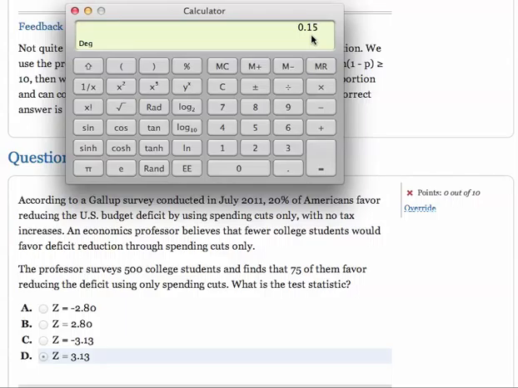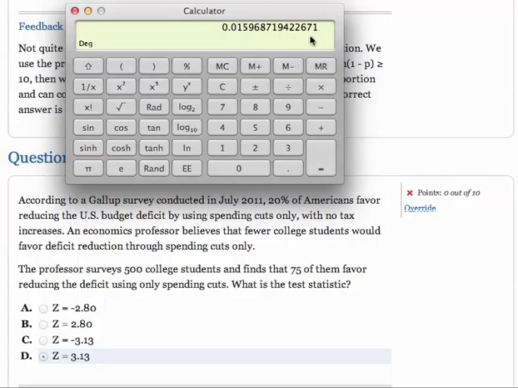So p-hat is 0.15, 15%. So that's p-hat. 1 minus p-hat is going to be 85%. So I have to multiply 15% times 0.85, and divide that by n, which is 500, and then press equals. Because of the way this calculator works, now I do the square root symbol. Okay, that's my sigma value.